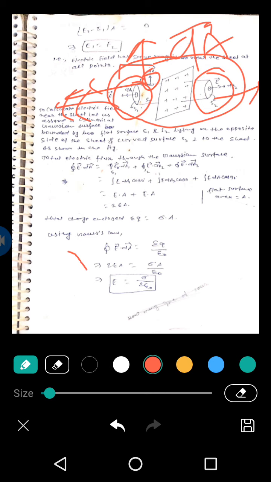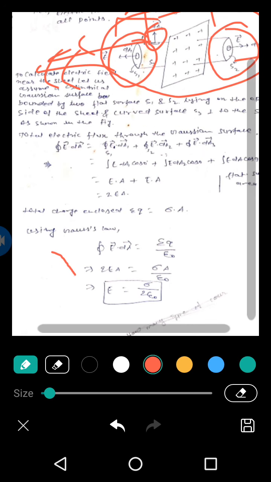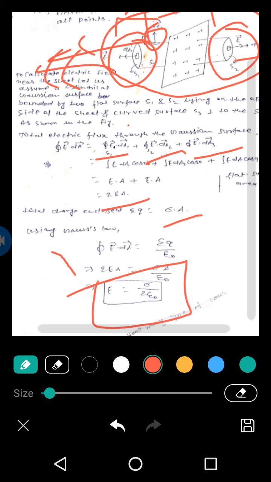That's why the total flux through this Gaussian surface, that is the cylindrical surface, phi equal to flux through the first surface plus flux through the second surface plus flux through the third surface, and it comes out to be 2E into A. Now the total charge enclosed by the Gaussian surface is sigma into A. Using Gauss law, that is total flux linked through the closed surface equal to total charge inside the Gaussian surface divided by epsilon naught, that's why E equal to sigma upon 2 epsilon naught. This is the electric field due to the infinite plane charged sheet.